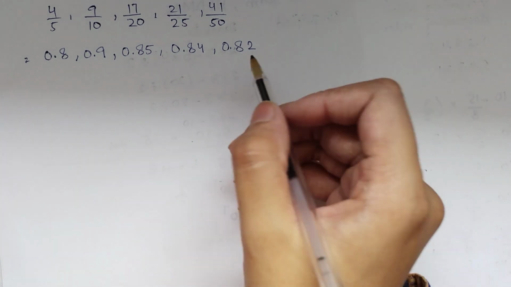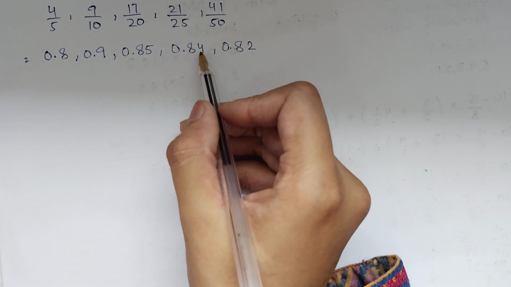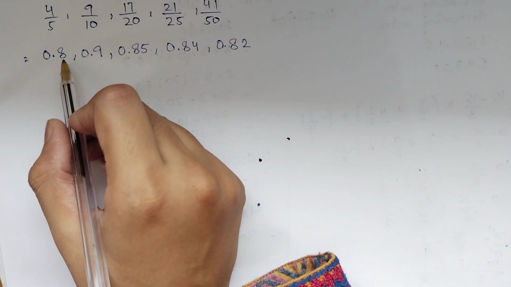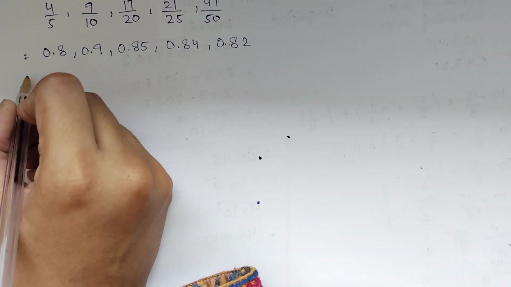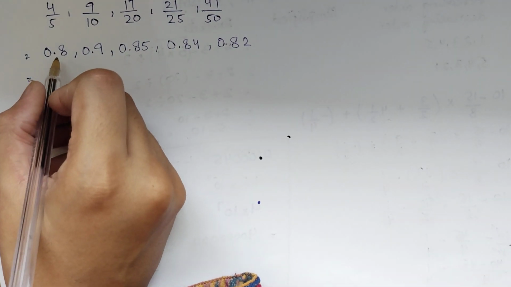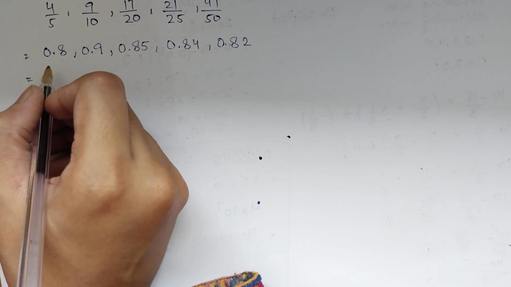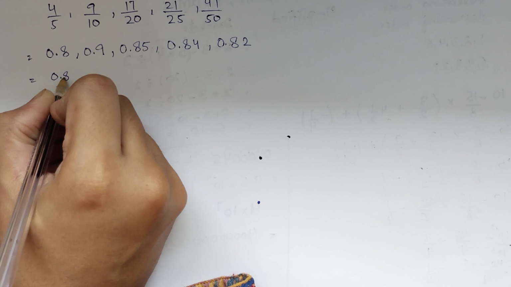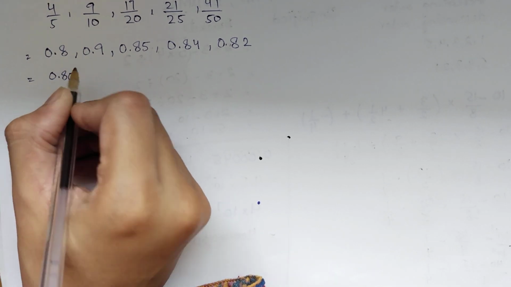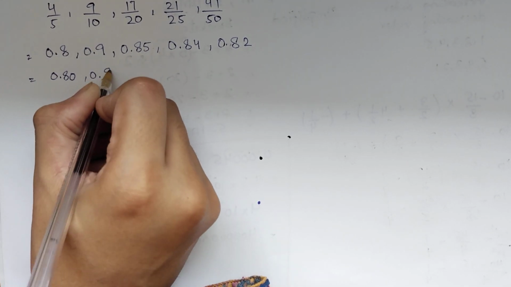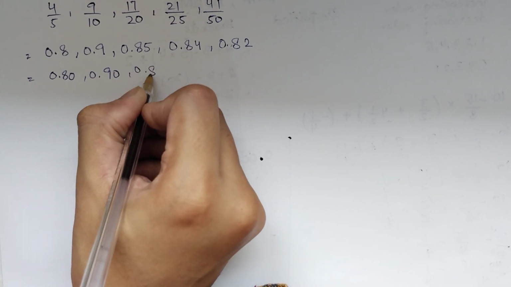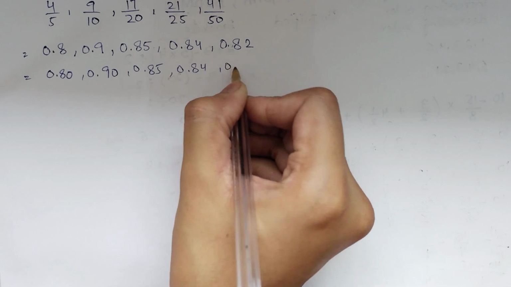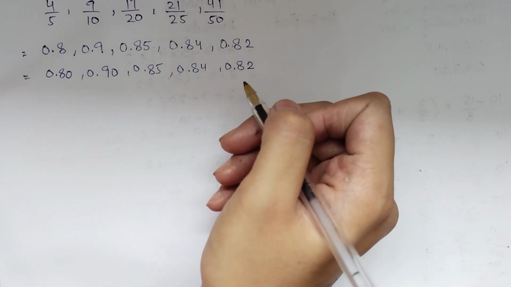Okay, let's see. There are two significant figures, two significant figures, two significant figures, and there is one significant figure and one significant figure. So how can we make them two significant figures? For the purpose of spacing, we can write 0.80. We can write 0 after it. It becomes 0.90 and the remaining numbers remain the same. Okay, now all these numbers have two significant figures.